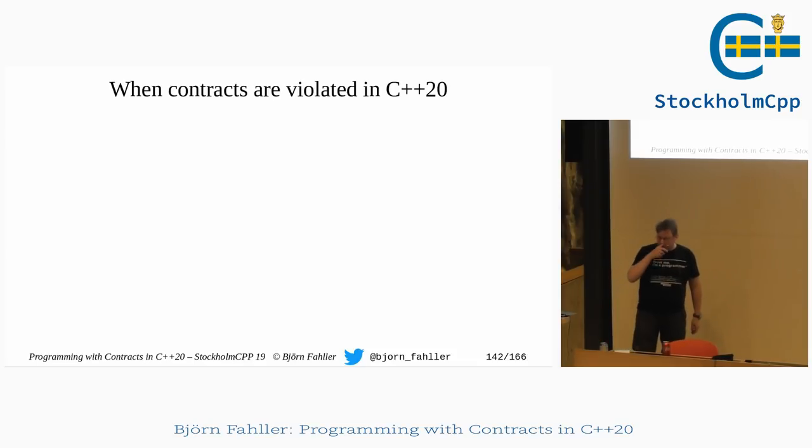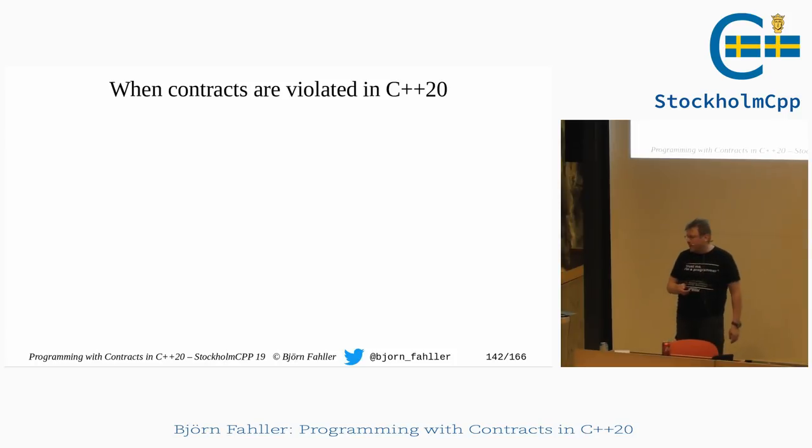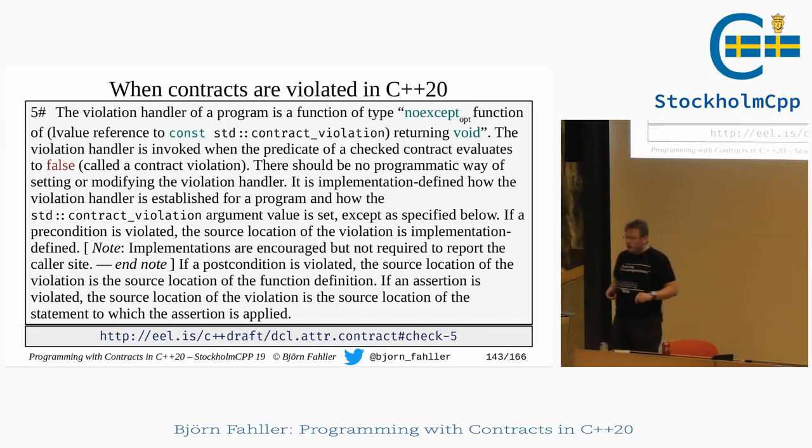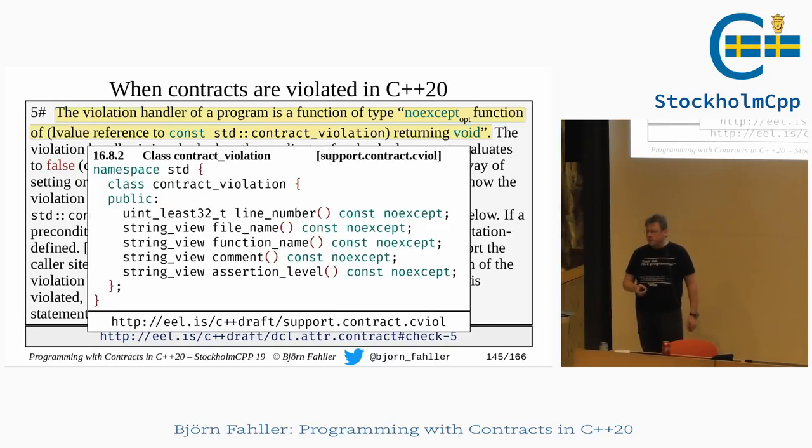Okay. When contracts are violated, what should happen then? Well, you saw that terminate is called. A lot of standard text again. The violation handler of a program is a function that takes an lvalue reference to a contract violation and returns void. A contract violation is a very simple struct that looks like this. You can get line number, file name, function name, comment, and assertion level. And that's it.